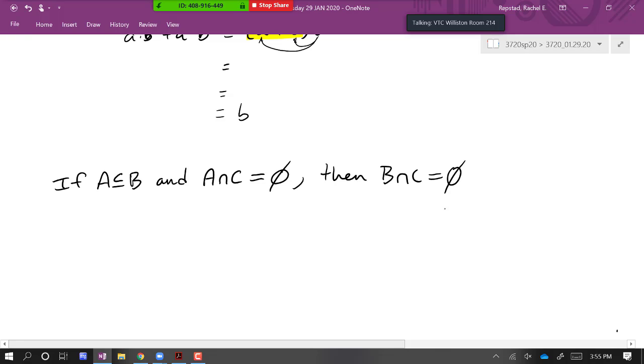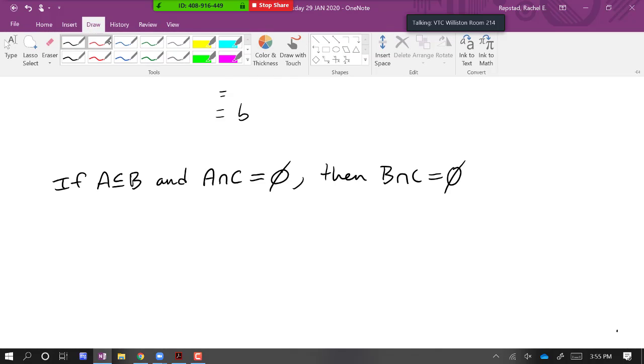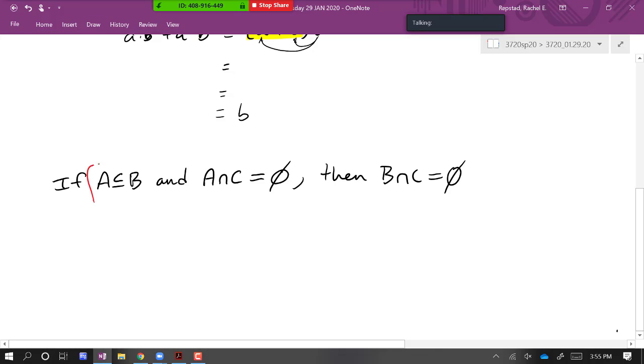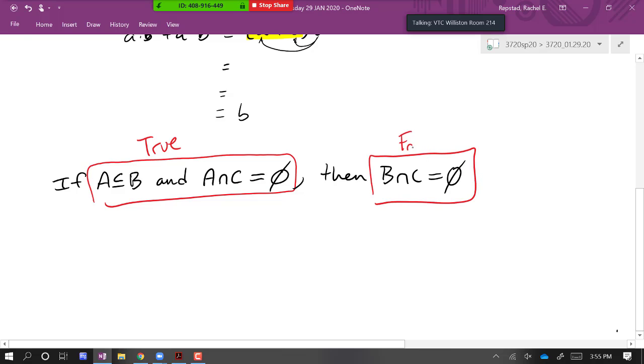And if something is false, we ought to be able to find an instance where it doesn't hold. So if you're trying to show that an if-then is false, what you want to do is come up with an example of actual sets: list out, curly braces, the elements. This is in A, this is in B, this is in C. And you want the if statement to be true. So you want to make sure that A is contained in B, and that A and C do not overlap at all, but that the then statement is false. So you want to make sure that B and C do overlap somewhere.